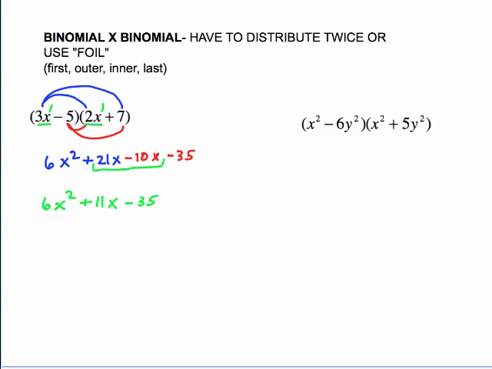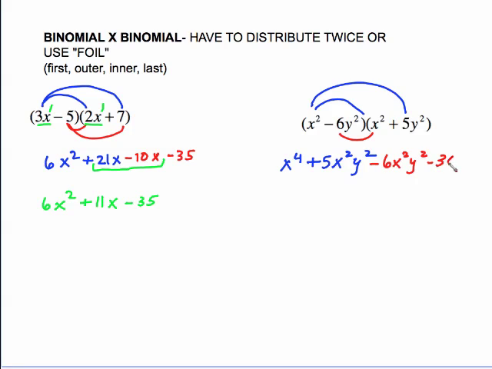The next one is also a FOIL problem. It may have some other powers, but that's okay. It is still FOIL. X squared times x squared is x to the fourth. X squared times 5y squared is positive 5x squared y squared. Distribute the negative 6y squared. We have negative 6x squared y squared. And then negative 30y to the fourth. That comes from this times the 5. These are like terms in the middle. So this is x to the fourth minus x squared y squared minus 30y to the fourth.